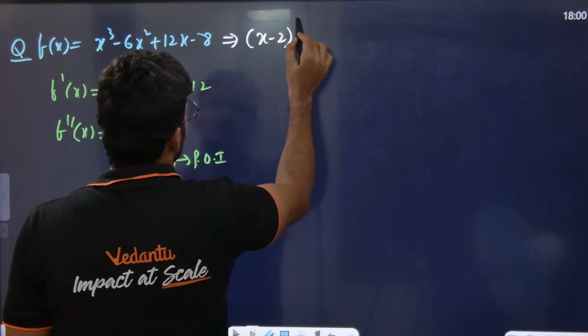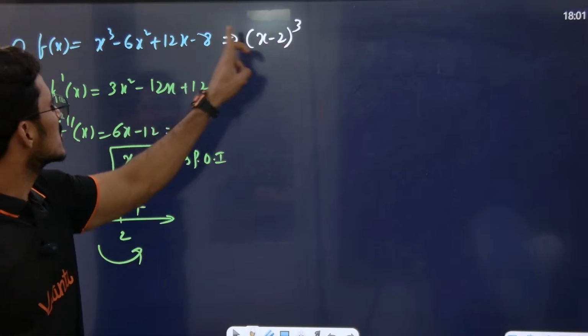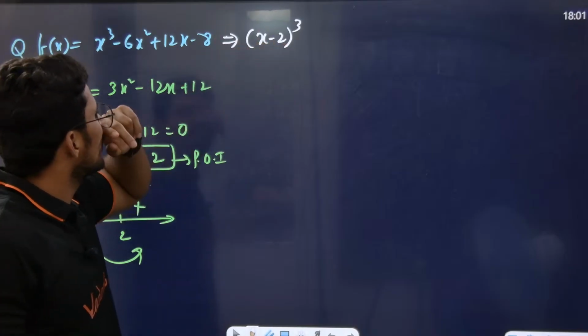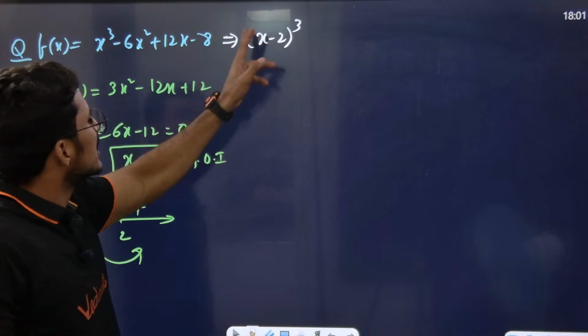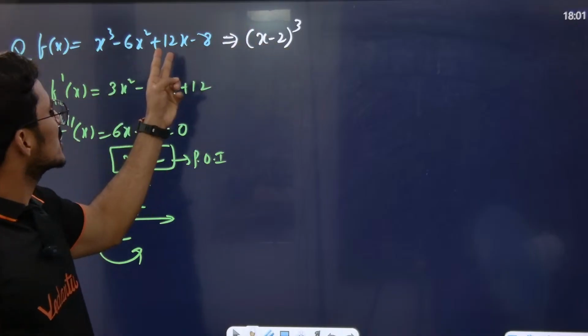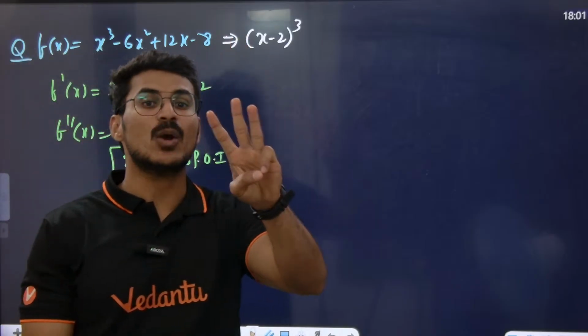X minus 2 whole cube. A minus b whole cube, expand it. A cube minus b cube minus 3a square b plus 3ab square. So definitely, if we expand this, we get a minus b whole cube. So definitely we got what? 3 equal and real roots.